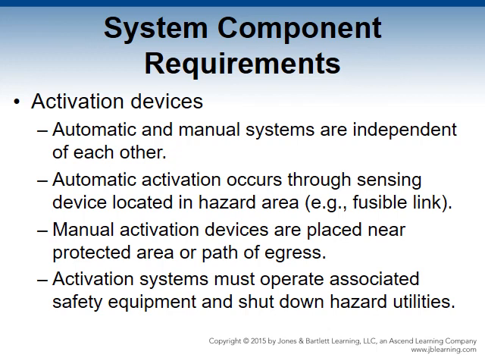the fire suppression system. The IBC requires that manual activation devices for commercial cooking equipment be at least 10 feet but no more than 20 feet from the kitchen's exhaust system. All activation systems must automatically operate any associated safety equipment and shut down any heating fuel or power supply to the hazard.